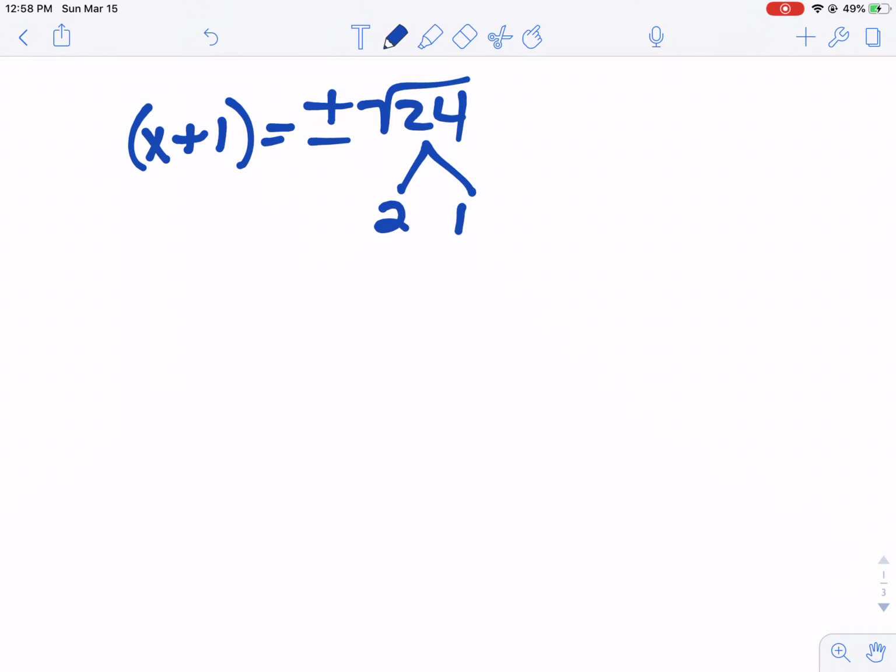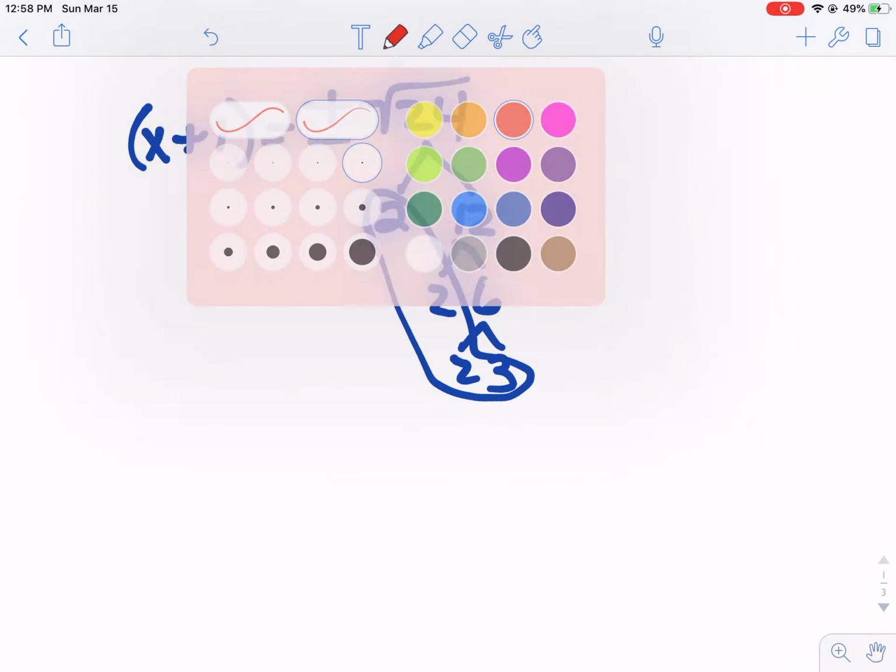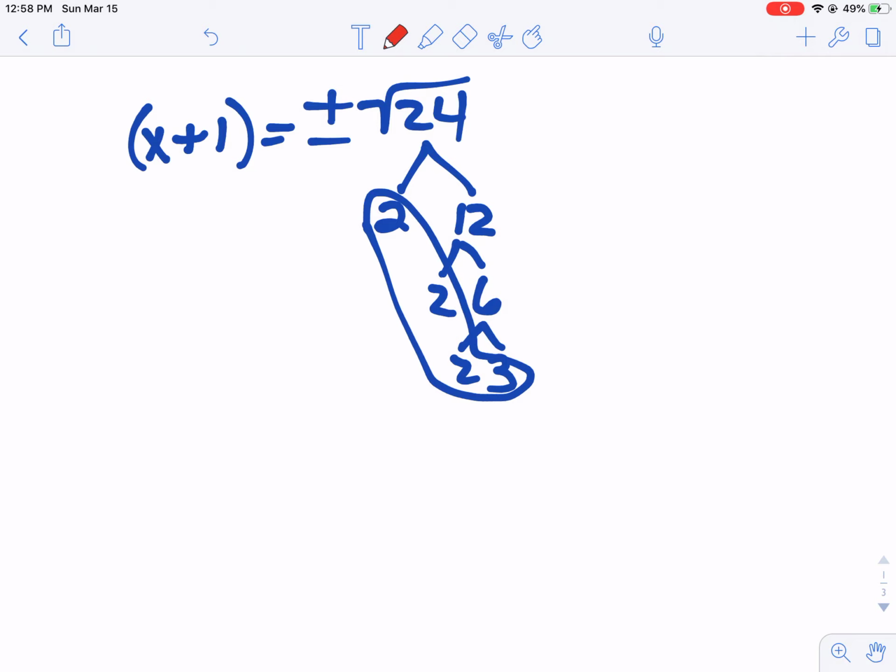24 is, let's see, 2 times 12, then we get 2 times 6, then we get 2 times 3, make the hockey stick. I'm taking a square root, I want groups of 2. So here's one group of 2, and that's the only one I can make. For every group of 2, 1 comes out, and it goes right in front of the radical, in between the plus minus and the radical sign.